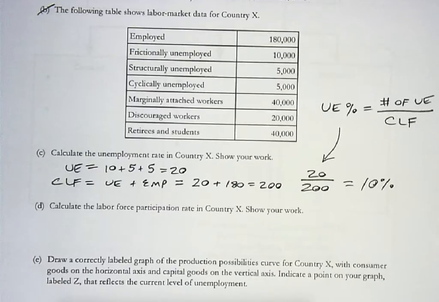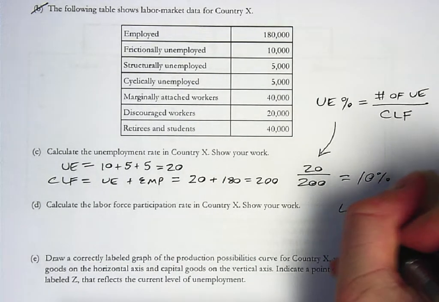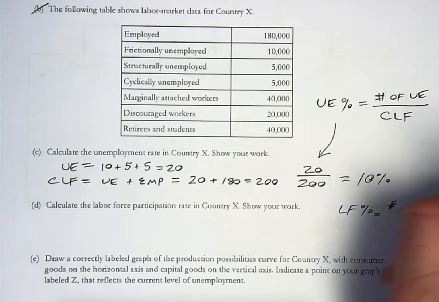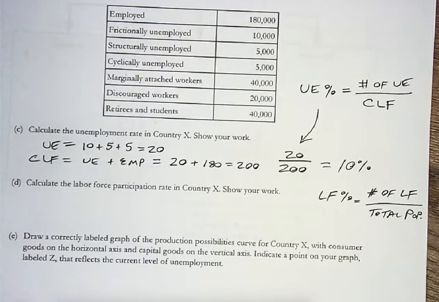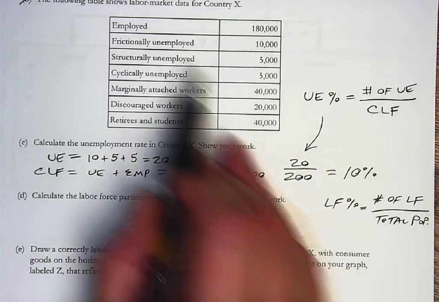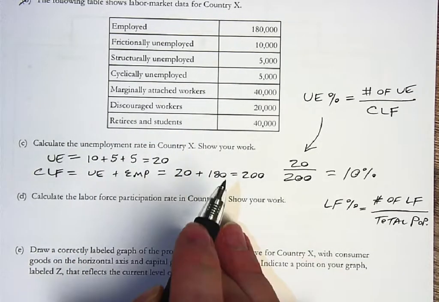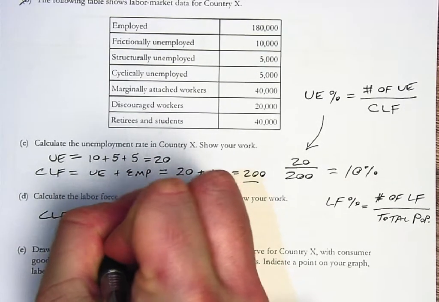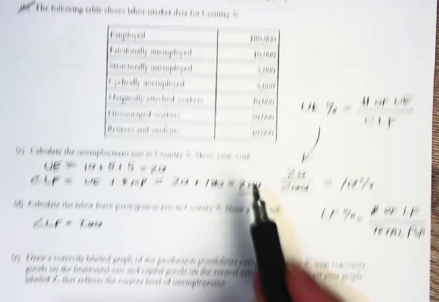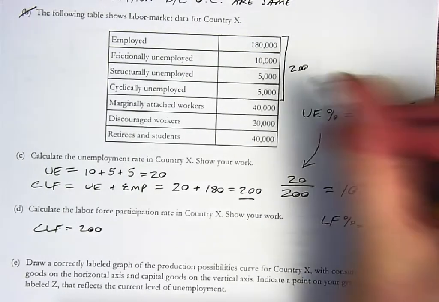Now the next problem says the labor force participation rate in country X, show your work. Now this one, the labor force participation rate is equal to the labor force divided by the total population. And this one, it's been pointed out to me a couple times that I could have done a better job in my table here making this clear. So we need to figure out the total population. We've already got the labor force is 200. So we're just going to write here civilian labor force is 200. The total population is everybody else. So let's add these together. We know that here gives us 200. And then we've got 40, 20, and 40.